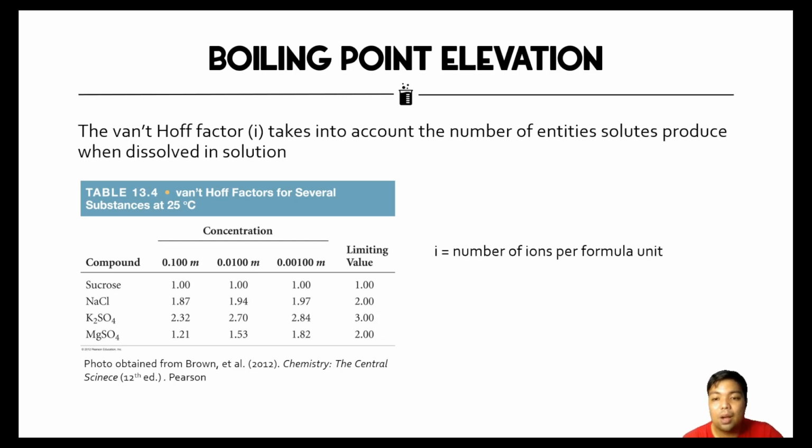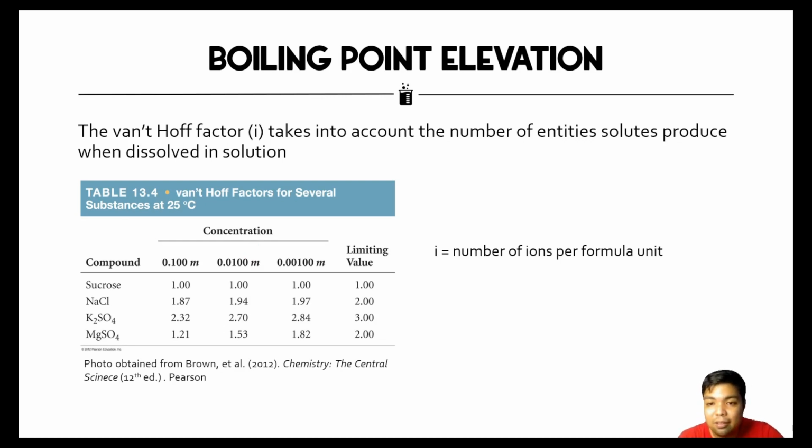So going back to our strong electrolytes, if you've observed, they do not quite reach their ideal value. Okay? However, if you notice here, their values are pretty close to their limiting or theoretical values. For example, for sodium chloride across all concentrations, the limiting value of the van 't Hoff factor is close to 2. Okay, same goes with potassium and magnesium sulfate.